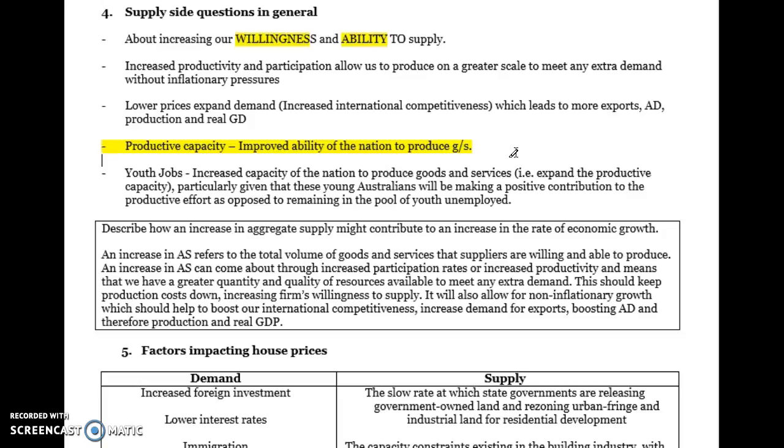The other things that can increase our productive capacity are things like the youth jobs path. And if you're linking that to productive capacity, what we mean is that because we have a more skilled workforce, this helps to expand our productive capacity because our existing workers are able to produce more because they're better at what they do.